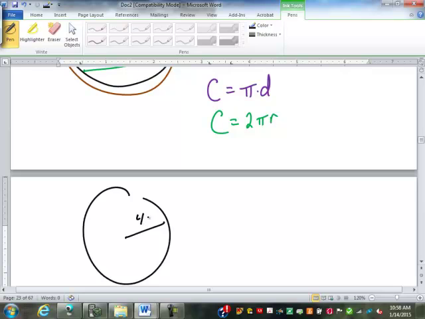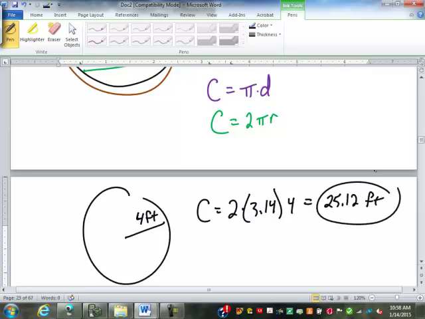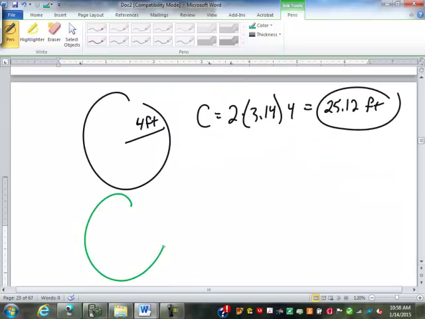has a radius of 4 feet. The circumference will be 2 times 3.14 times 4, which is approximately 25.12 feet. Make sense? So what if I have a circle that has a diameter of 10 inches? What's its circumference going to be?